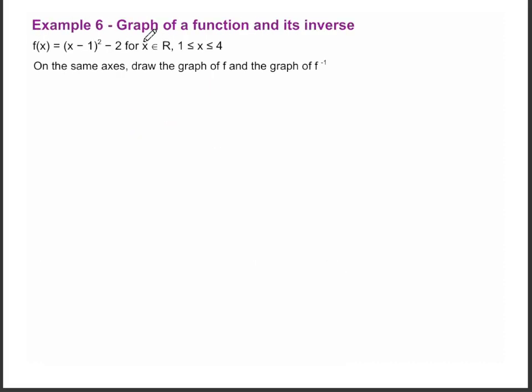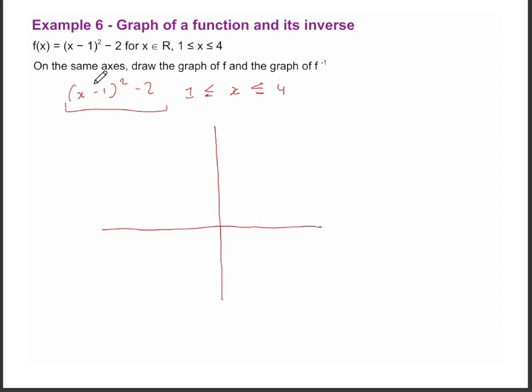Okay. Next, this one tells you to draw a graph of the function and its inverse, where it says (x minus 1) squared minus 2, and the domain is 1 less than or equal to x, which is less than or equal to 4. And for that, we need to draw our original function first. Obviously, it's a quadratic function, which has 1 and negative 2 as its vertex, and it's a positive quadratic, meaning it goes upwards this way.